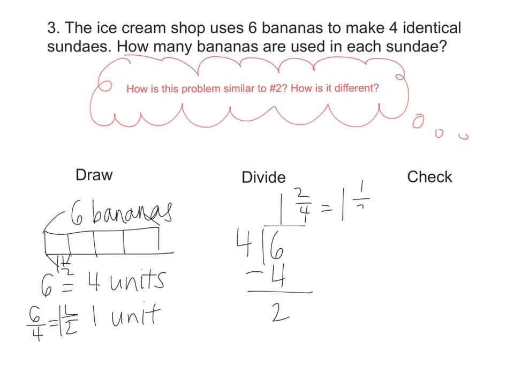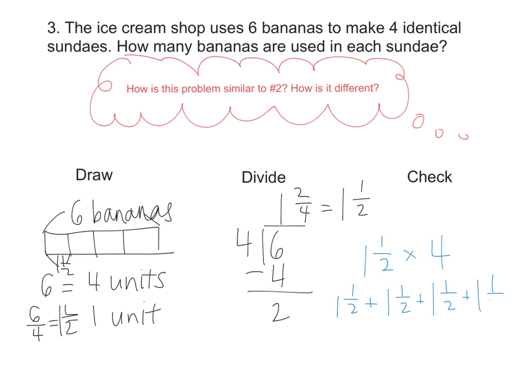Very good. Okay. We're almost there. We've drawn. We've divided. All that's left is to check. Tara, what 2 numbers could I multiply to check my work? You can do 1 1/2 times 4. Right, which is the same as 1 1/2 plus 1 1/2 plus 1 1/2 plus 1 1/2.